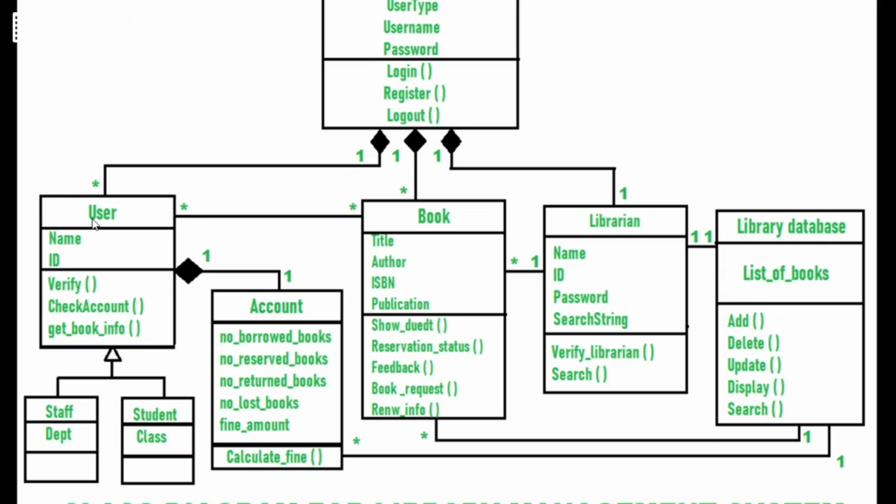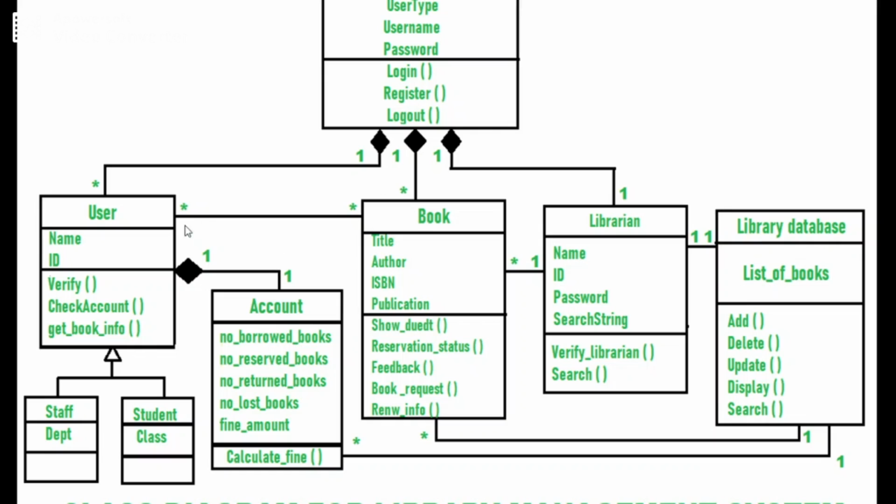User. One is the user class, another one is the book class, another one is the librarian class, another one is the library database. So see how many classes are there in this library management system. One is the user class, another one is the account class. You also have staff class, student class, book class, librarian class, library database class also.